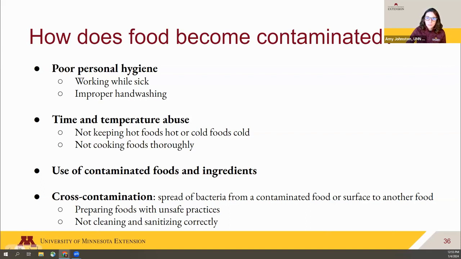Using contaminated foods or ingredients can also cause foodborne illness. So making sure you're only purchasing from reputable or approved sources, and storing your food safely. And then cross-contamination. So that spread of bacteria from contaminated food or surface to another food. So making sure we're using separate cutting boards and utensils in between tasks, and cleaning and sanitizing things correctly.